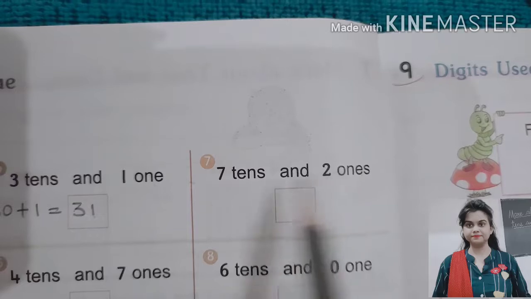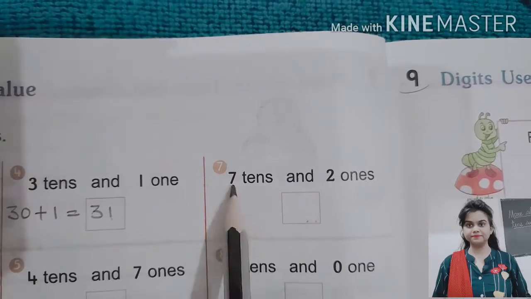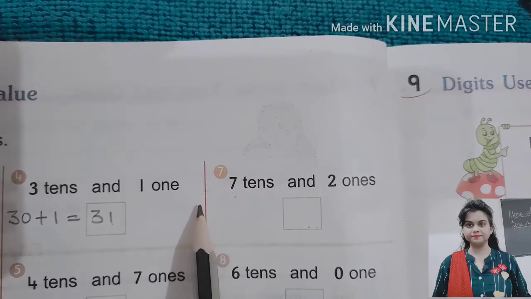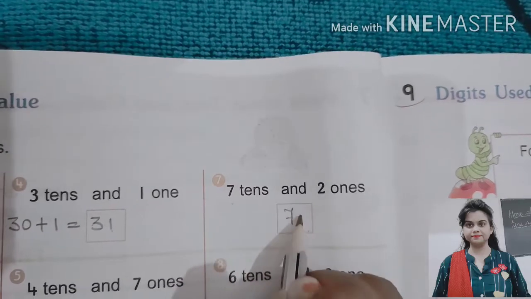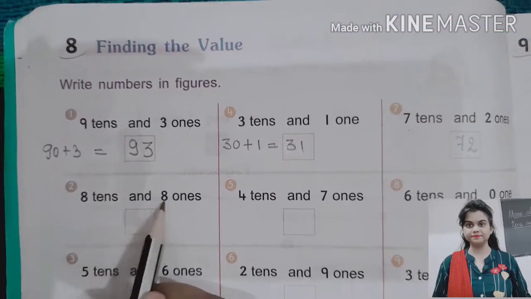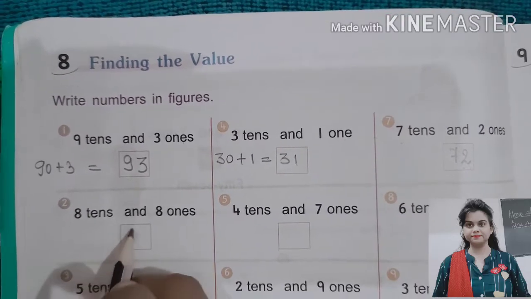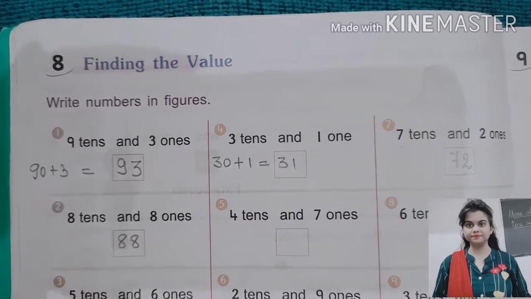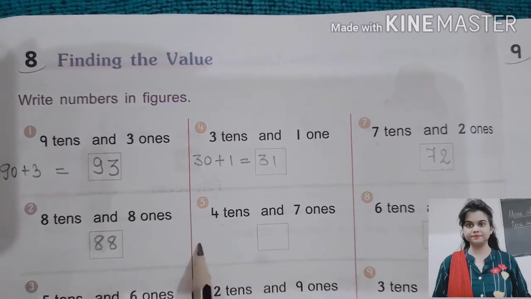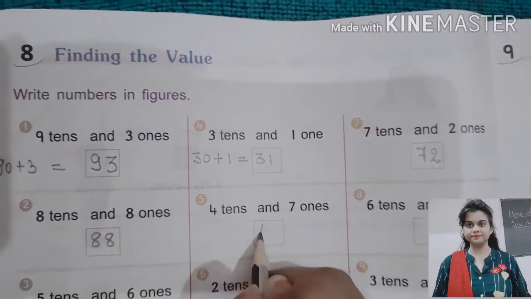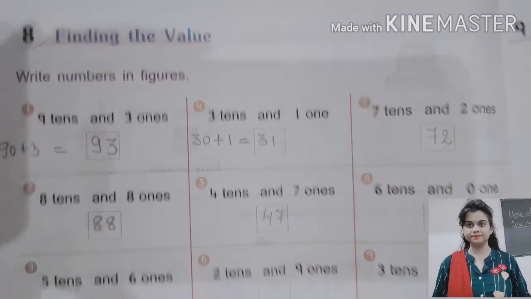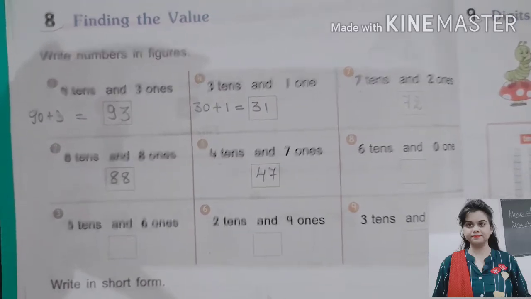Next one. 2 ones and 7 tens, that is 7 tens and 2 ones. Write it in figures. How will you write? 2 ones means the value is 2 and 7 tens means the value is 70. So 70 plus 2 is 72. Right? See one more example. 8 tens and 8 ones. That means 80 plus 8, which is 88. 4 tens and 7 ones. That means 40 plus 7, which is 47.